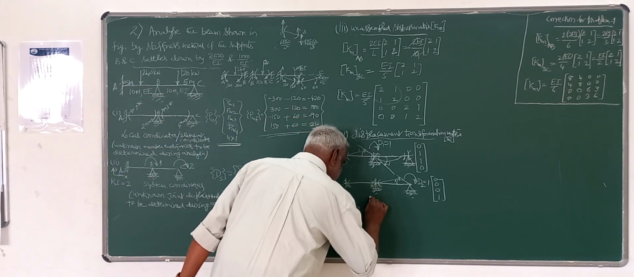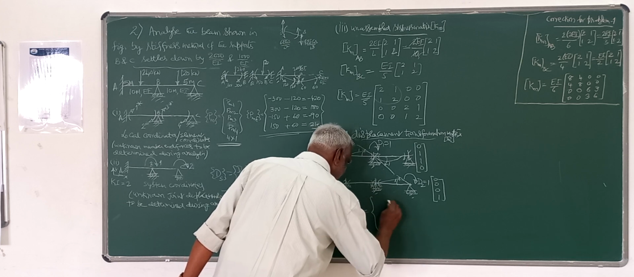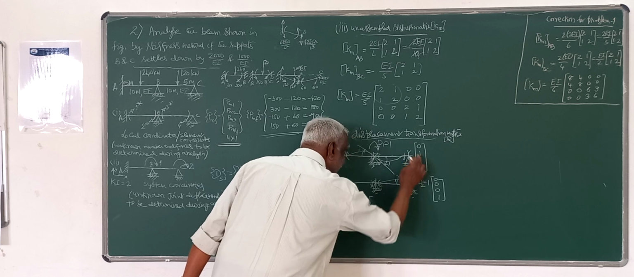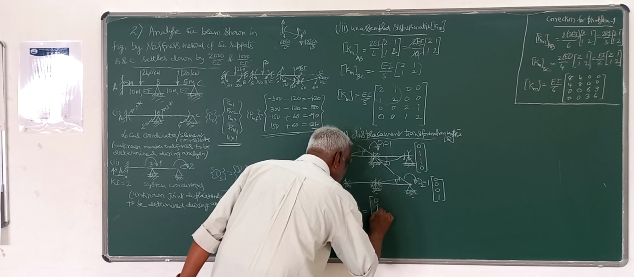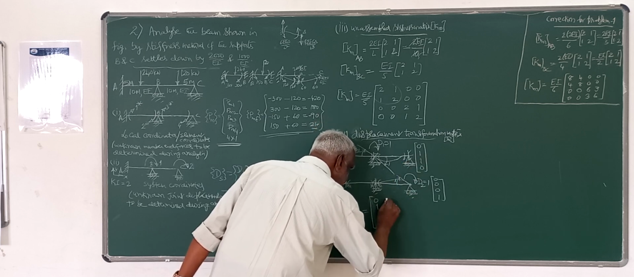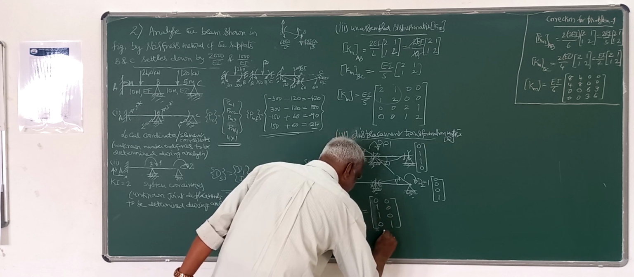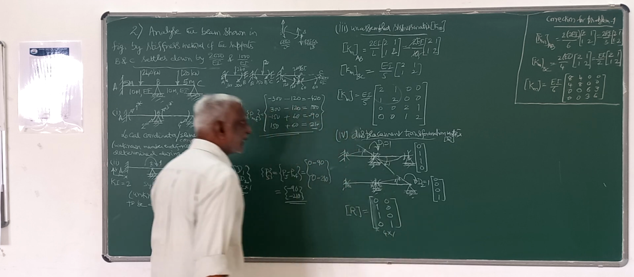So hence, the displacement transformation matrix will be a combination of these: 0, 1, 1, 0 and 0, 0, 0, 1. So it is a 4 by 2 matrix.